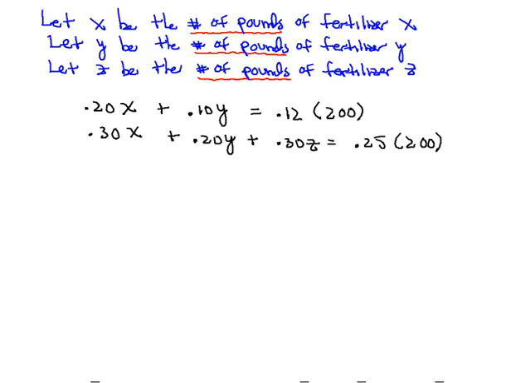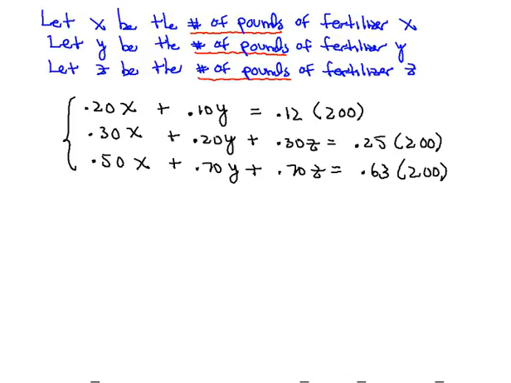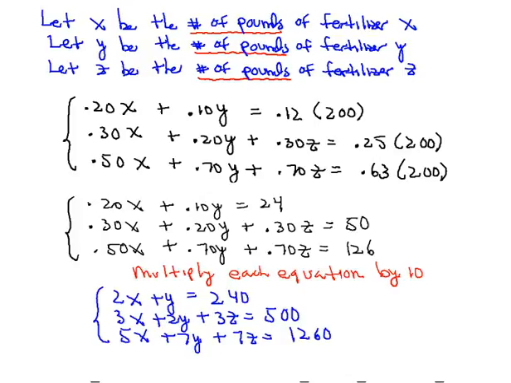And then for the column labeled phosphorus, I think it'll be pretty straightforward. Then we can write 0.50 times X plus 0.70 times Y plus 0.70 times Z. And we're told that we would like the mixture to contain 63% phosphorus, so we'll have 0.63 multiplied by 200. So those are the three equations we're going to use to solve the problem. Now what I've done next is to simplify the product on the right hand side of each equation. So for the first equation you can see that the right hand side becomes 24, in the second equation 50, and in the third equation 126.